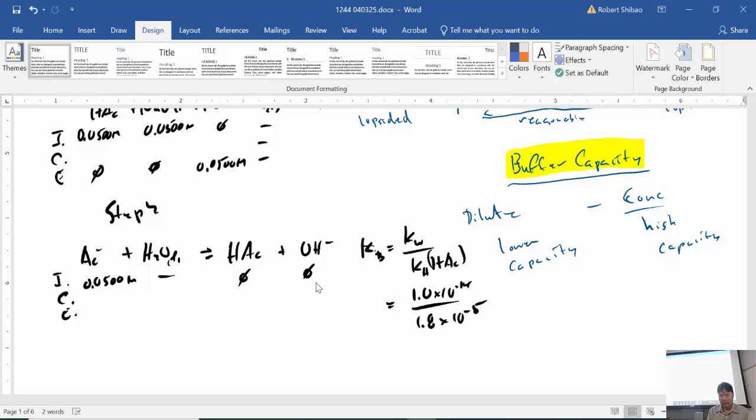Well, anyway, let's figure this out. I'm just going to use 1.8 times 10 to the minus 5 because that's what we have in our book. And I'm going to get 5.55.